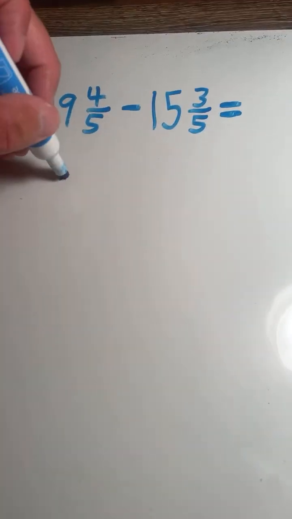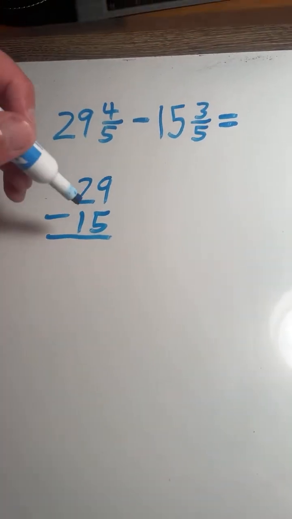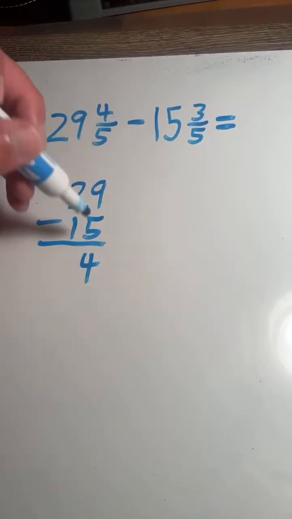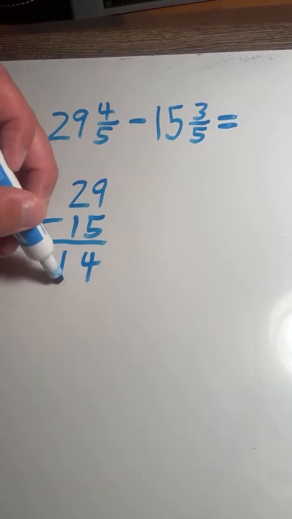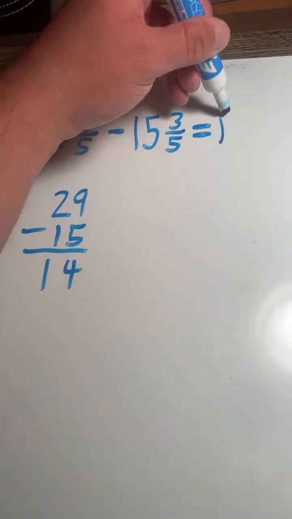All right, step 1, we subtract our whole numbers. So 29 minus 15. 9 minus 5 is 4. 2 minus 1 is 1. 29 minus 15 equals 14. 14 is our whole number.